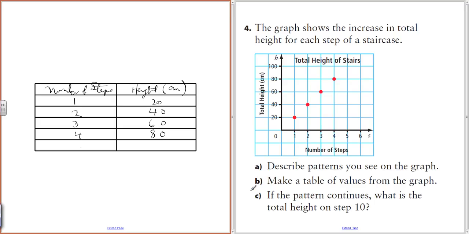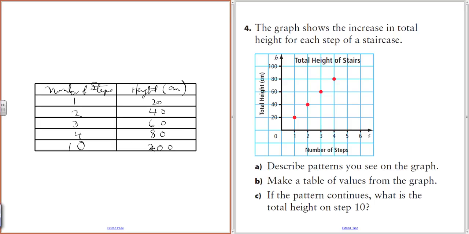And it says, if the pattern continues, what is the total height on step 10? So what I can do is actually on my table of values, put step 10 and figure out what would it be. Well, the first thing I could do is just go, okay, 20, 40, 60, 80. 5 would be 100, 6 would be 120, 7 would be 140, 8 would be 160, 9 would be 180, and 10 would be 200 centimeters or 2 meters. I could do it that way.